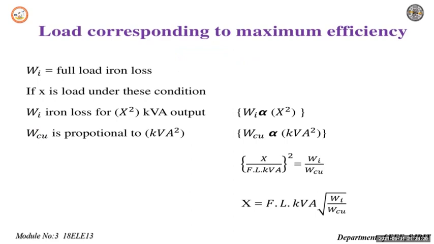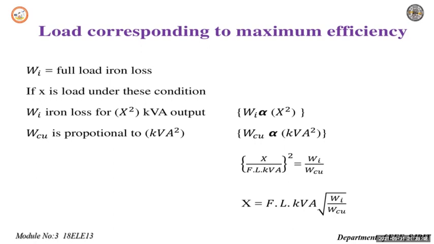So here we have understood the maximum efficiency and the load at which maximum efficiency occurs. That is, at which load you get iron loss equal to copper loss, because you don't get the maximum efficiency at every load. At one particular load, iron loss becomes equal to copper loss. At that particular load, the efficiency you will get is maximum.